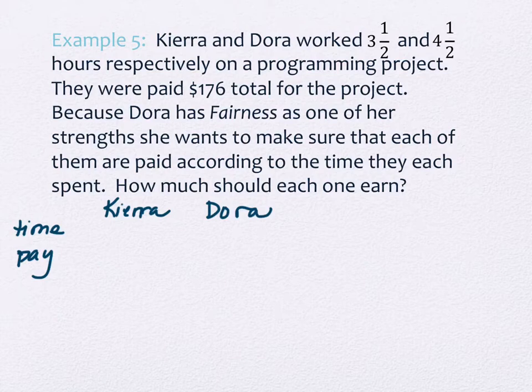Okay, so how much time did Kiara spend? That one's 3.5. I know that I said don't use the decimals. We're just going to be cross multiplying here in a minute, so I'm going to write it in decimal form. If you want to write it in fraction form, it's not a big deal.